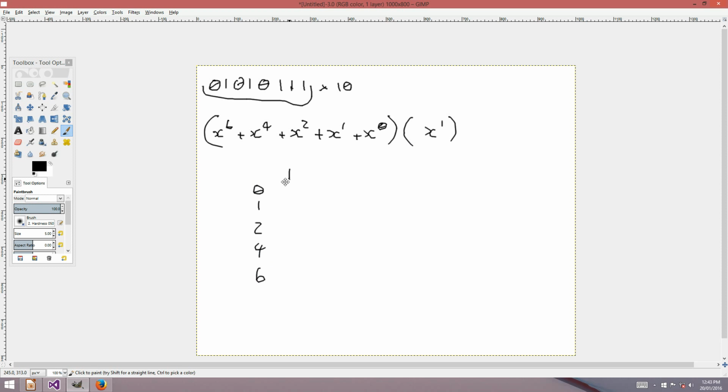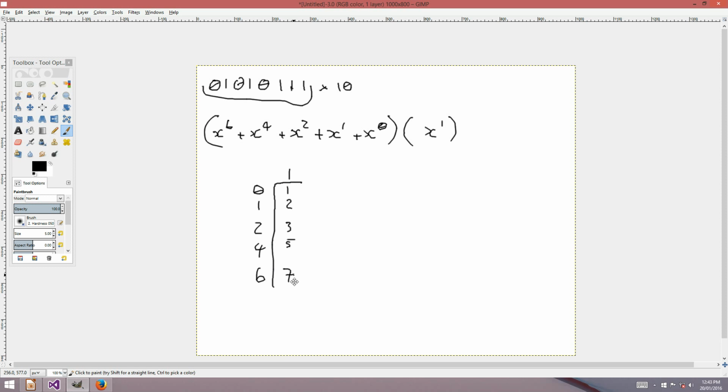And then we just start adding together like we did before. 0 plus 1 gives us 1. I might just fix my little grid up. There we go. 1 plus 1 gives us a 2. 2 plus 1 gives us 3. 4 plus 1 gives us 5. And 6 plus 1 gives us 7.